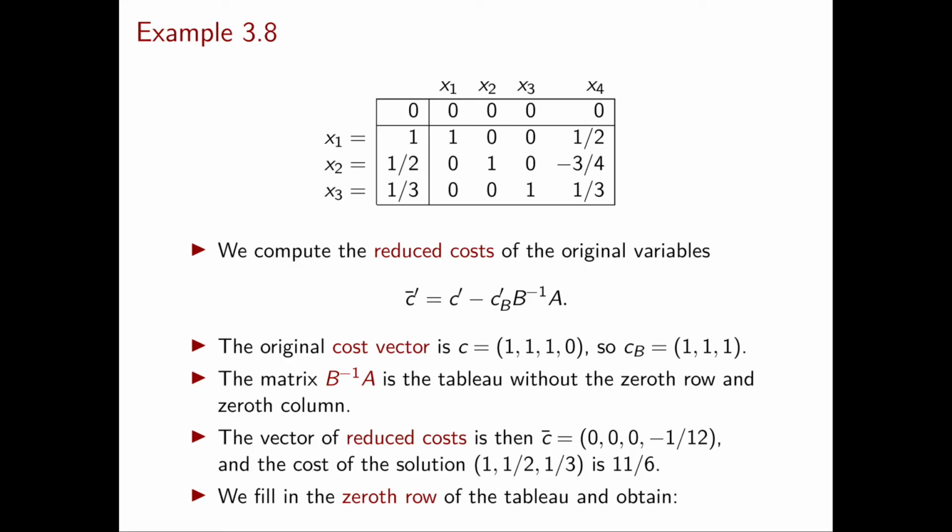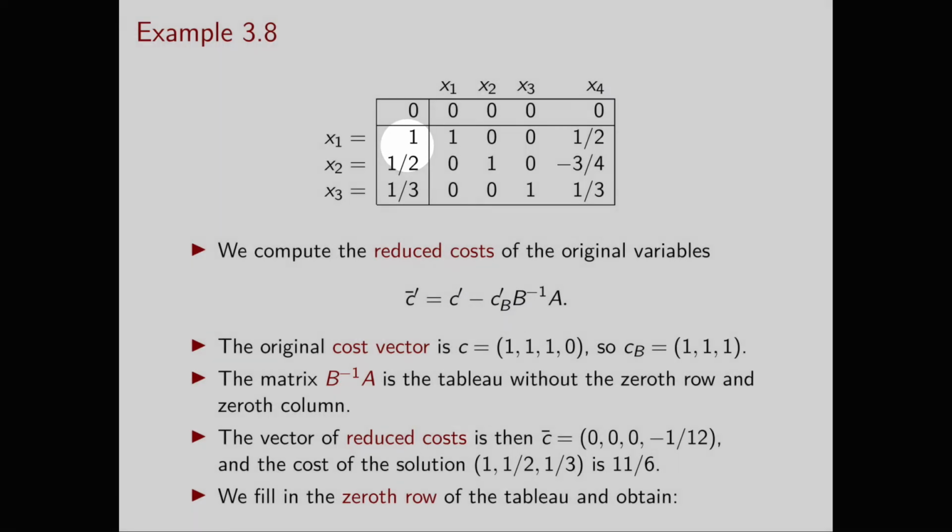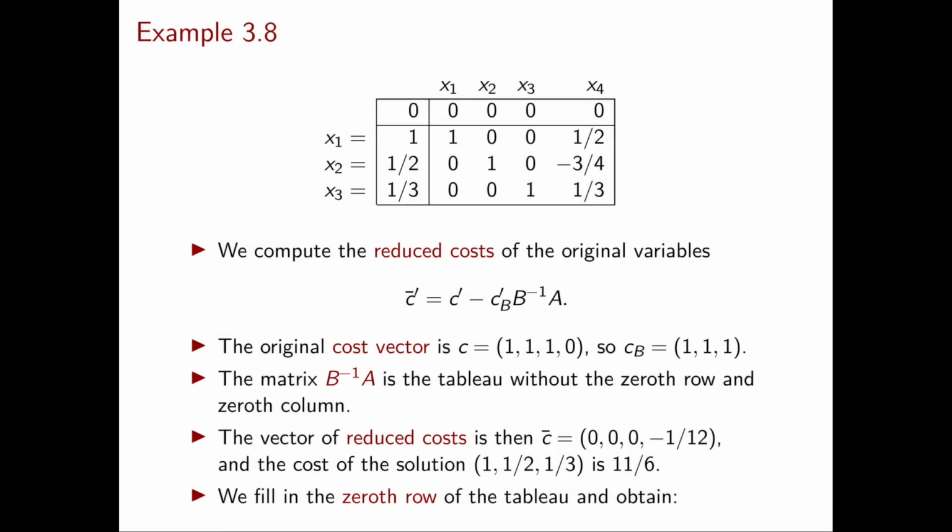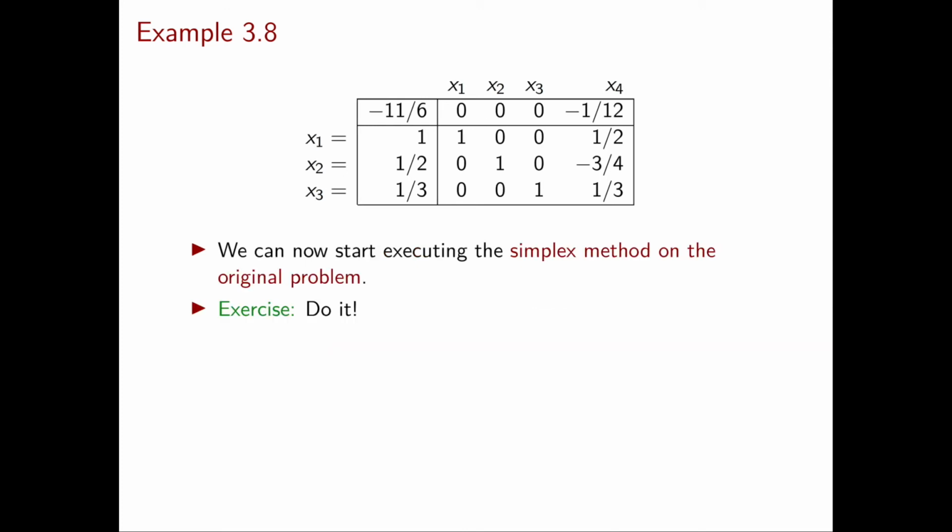Finally, to fill in the 0th row, you need to compute the cost of the solution. The solution can be read in the 0th column, so you just need to evaluate the objective function on this vector. If you do so, you obtain 11 divided by 6. So in the top left corner, we will write minus 11 divided by 6. Now if we take this tableau and fill in our new 0th row, we obtain this tableau in this new slide. This is an initial tableau for our simplex method, and so we can now start executing the simplex method on the original problem. As an exercise, please finish running the simplex method starting from this tableau.